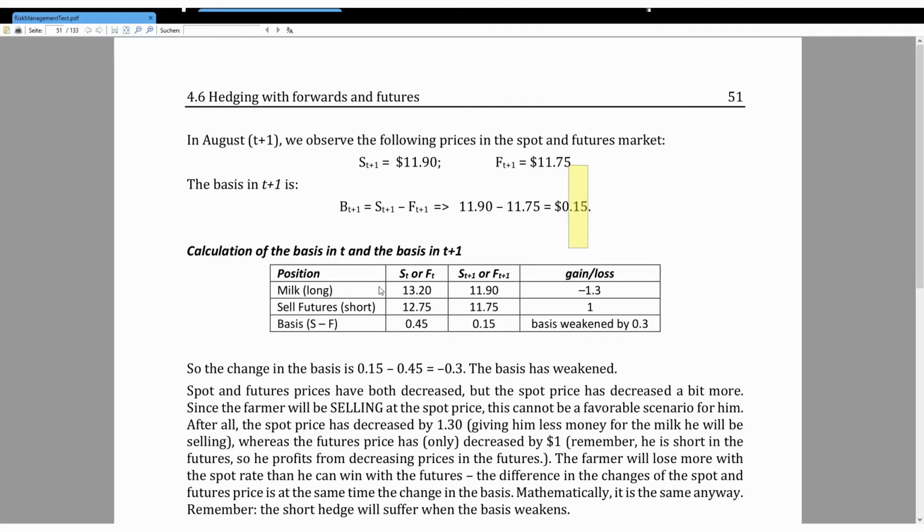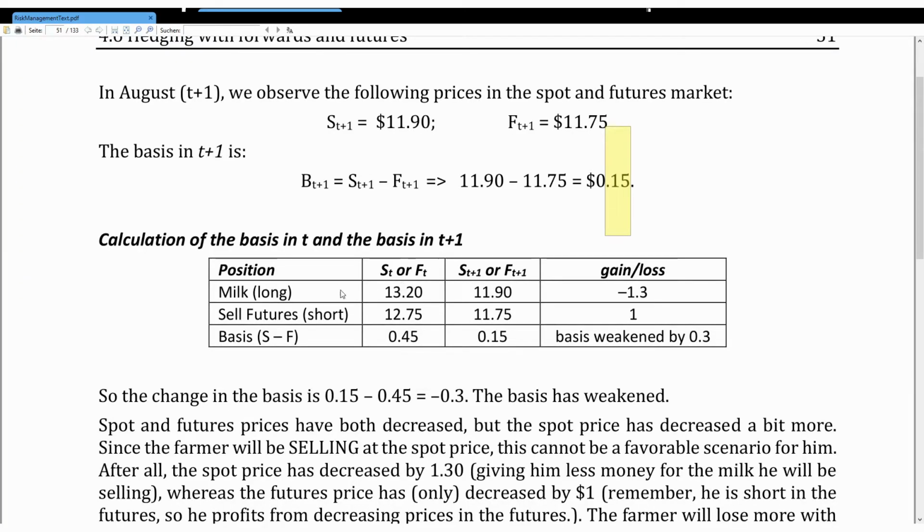So let's put that together in our table. The milk goes from 13.20 to 11.90. Since he's long in the milk, he loses 1.30. He is short in the futures to protect himself from declining prices because the short future profits from declining prices. So the price goes down from 12.75 to 11.75, which gives him a plus of $1. In total, he loses 30 cents.